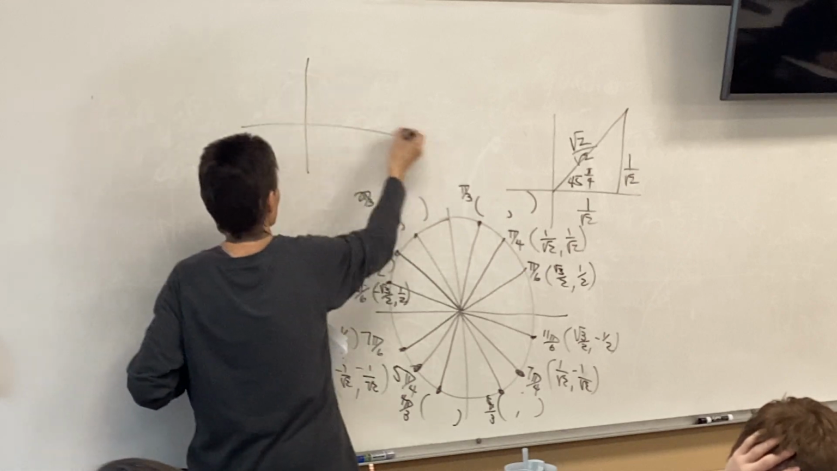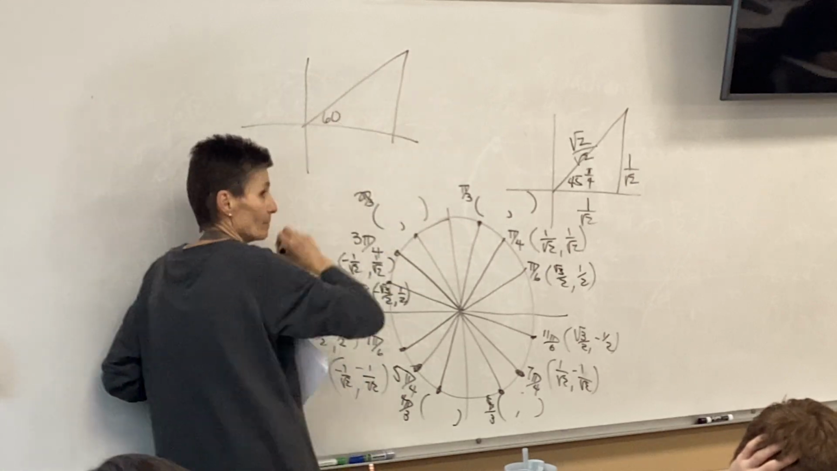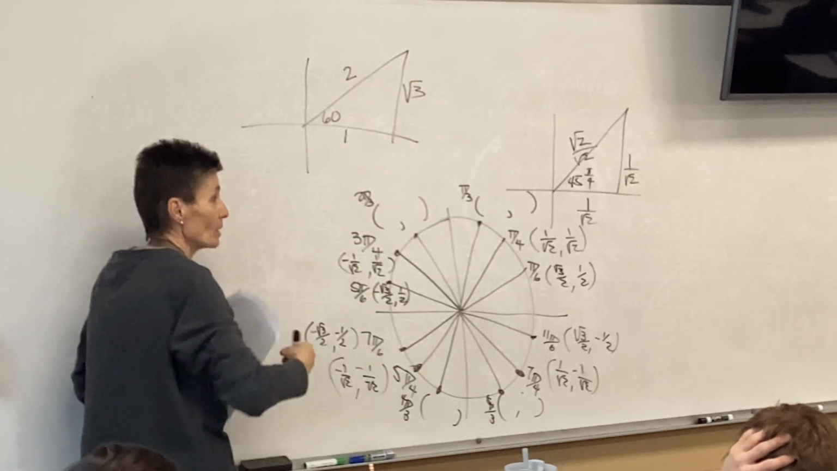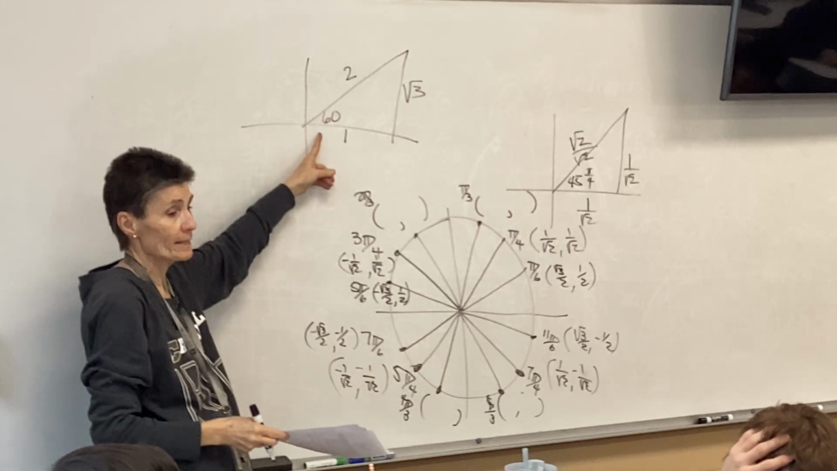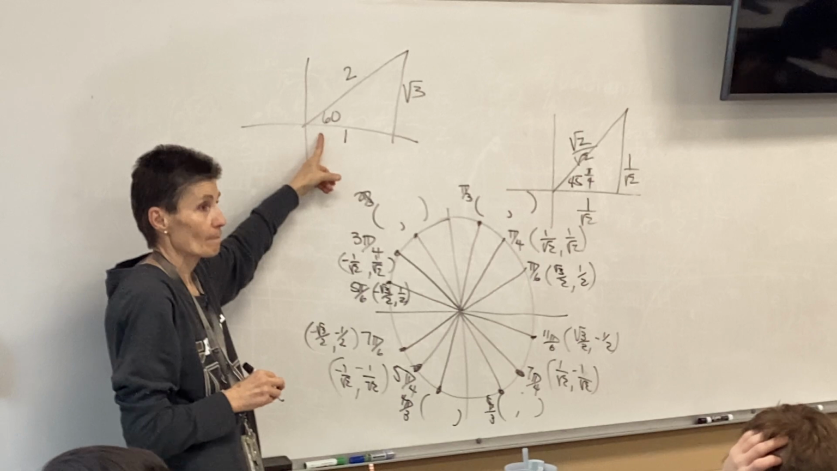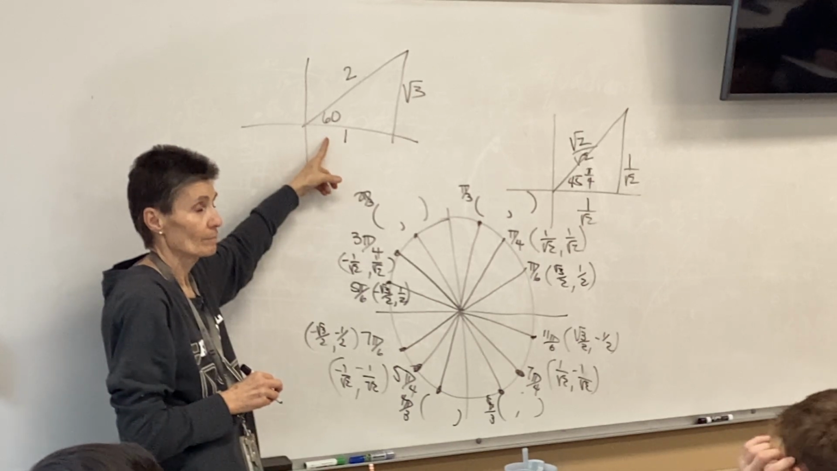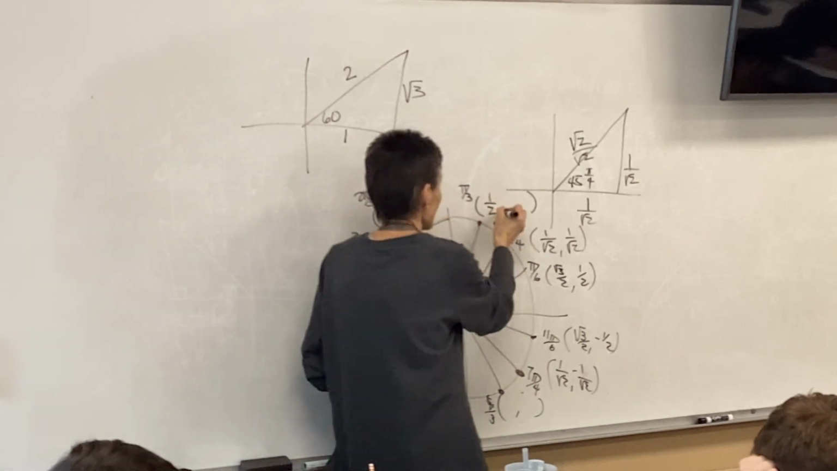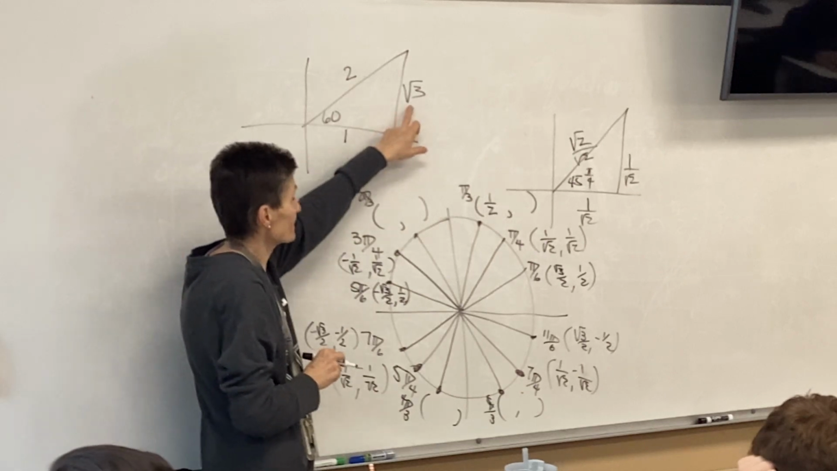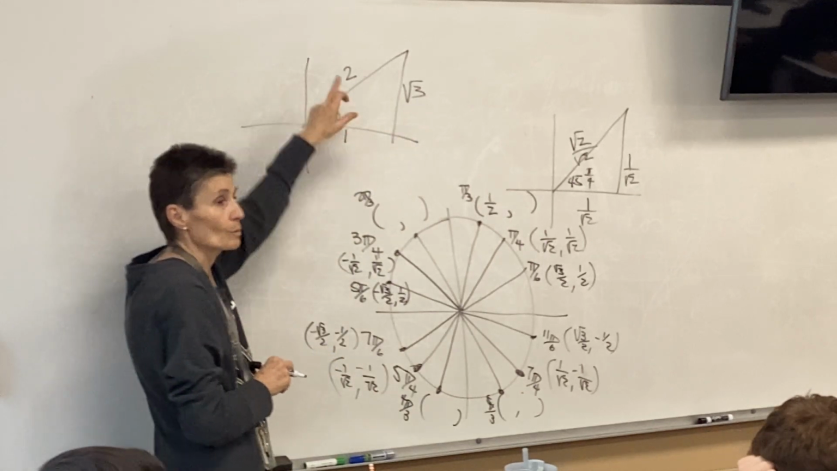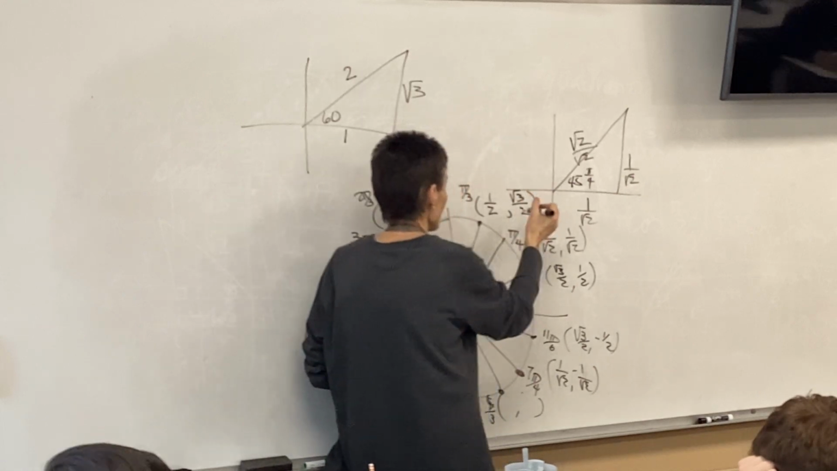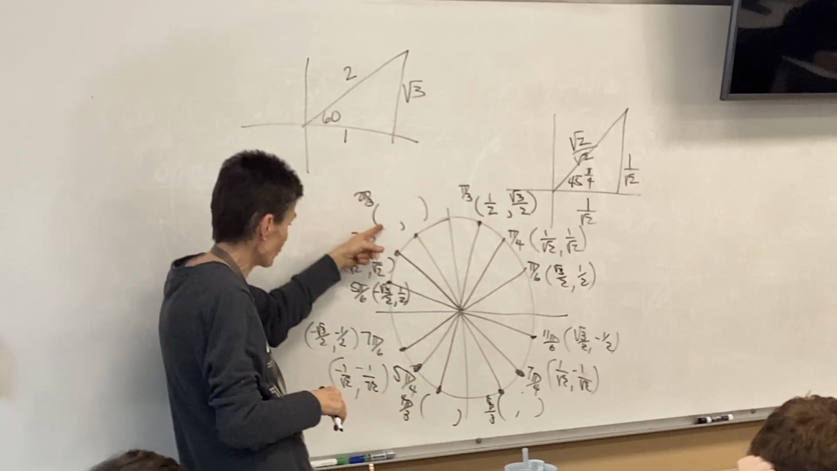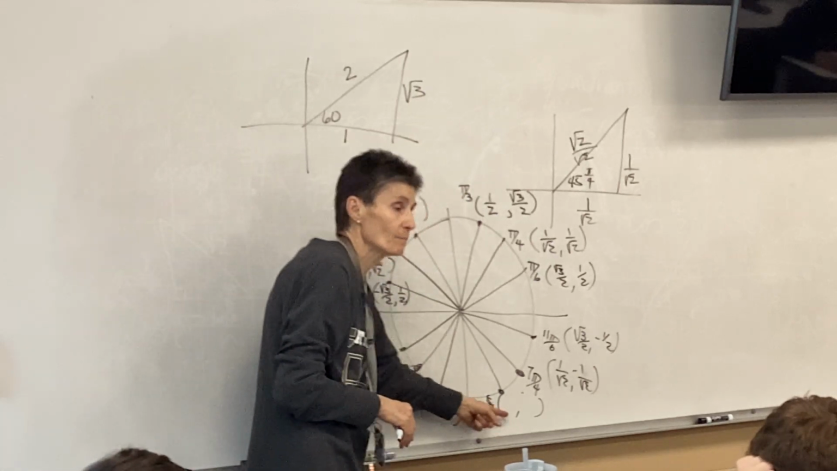Pi over 3 is 60. Root 3, 1, and 2. What is the cosine of 60? So it's 1 over 2. So x is 1/2. What's the sine of 60? Root 3 over 2. Now you know the core point, 1/2 comma root 3 over 2. So now you can go around your circle and fill in all of these.